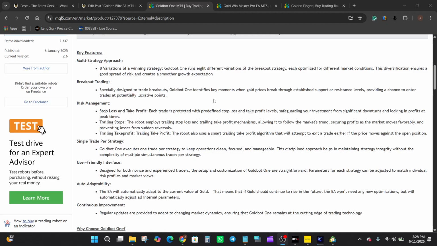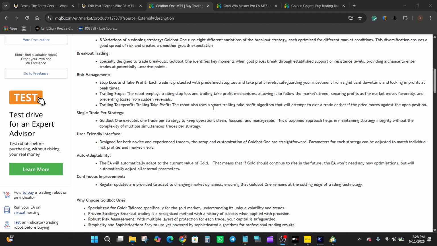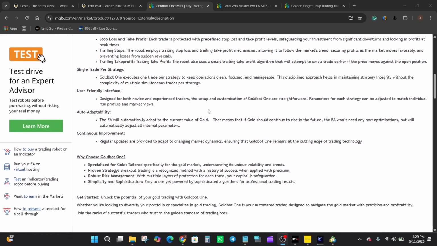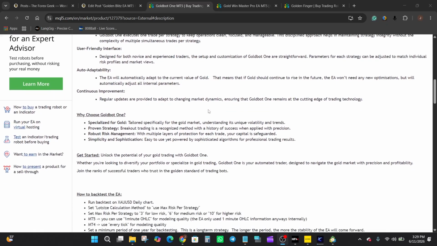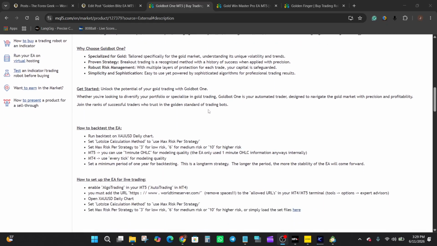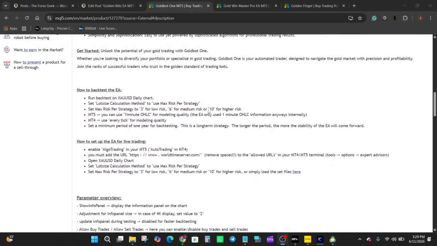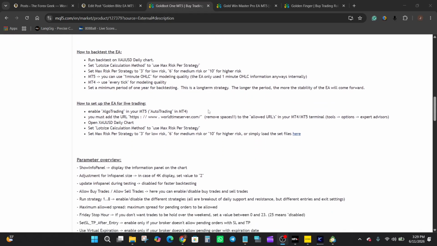Moving further down the page, I also notice features like volatility-based adjustments and a built-in filter system that includes things like maximum spread control and optional trading restrictions, such as Friday stop hours. There is also a section dedicated to news-related filtering options, including NFP event handling, where trades and pending orders can be closed or paused around major economic releases.